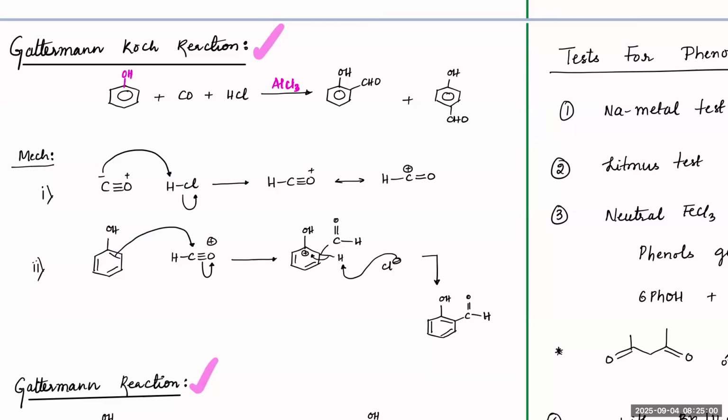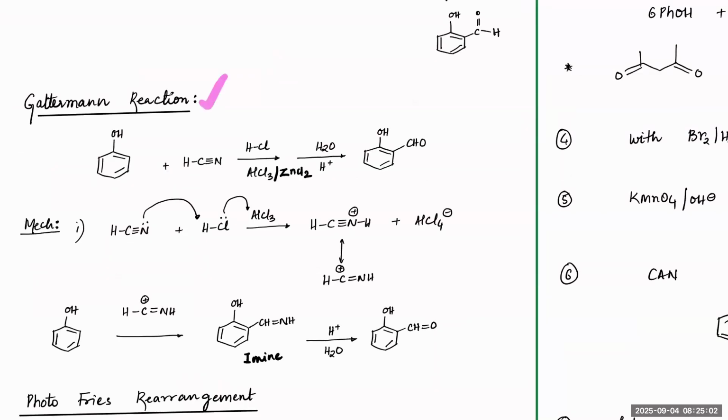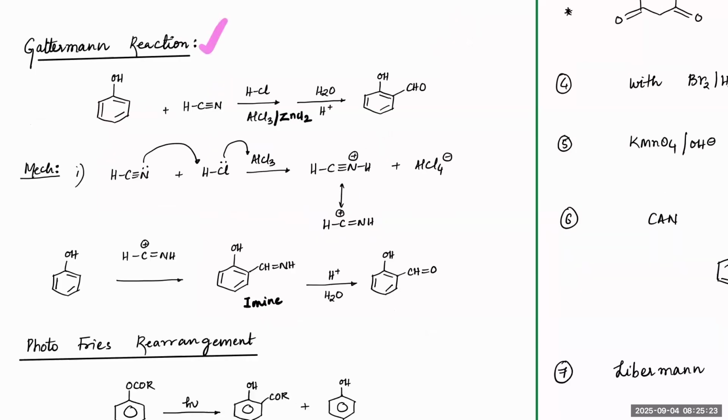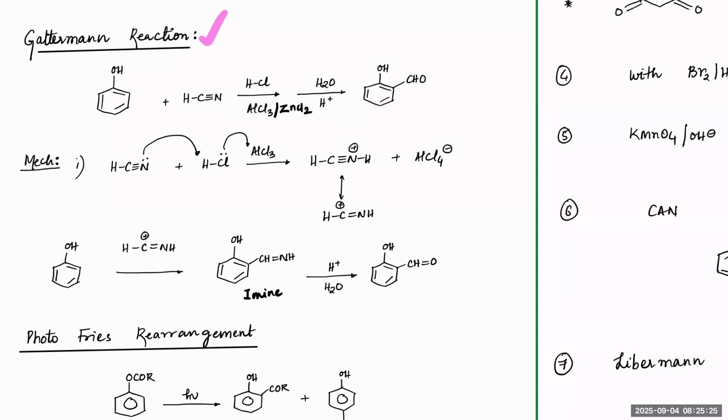In the same way, Gatterman reaction is when you take HCN in the presence of HCl, and this Lewis acid should be anhydrous AlCl3 or ZnCl2. Any one of that. So you take any one of these and react it. So what do we get? HCN will take H plus from here, right? You will get this form, which is an electrophile. So this carbon will have an electrophilic nature. On that, the para position or the ortho position will attack.